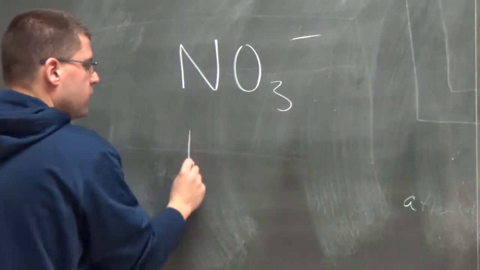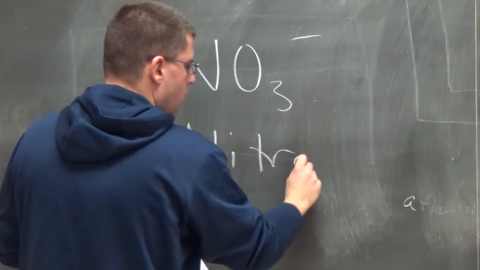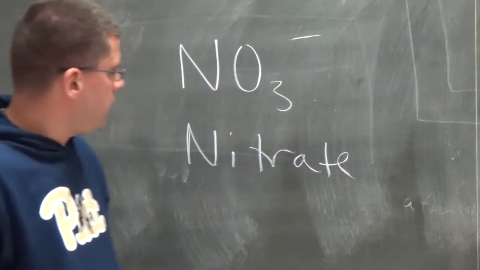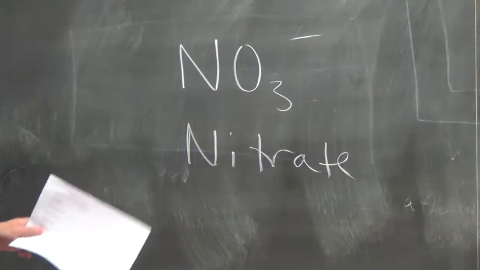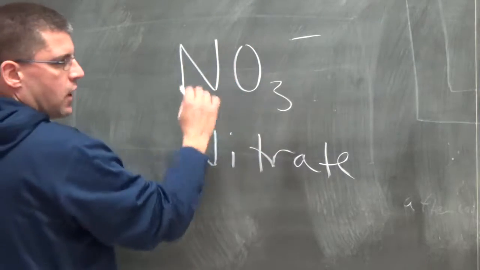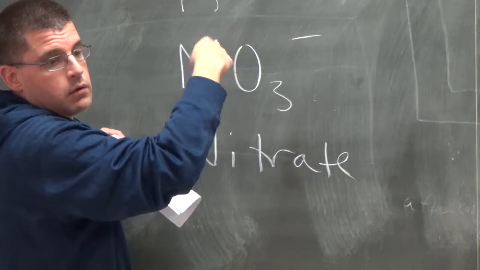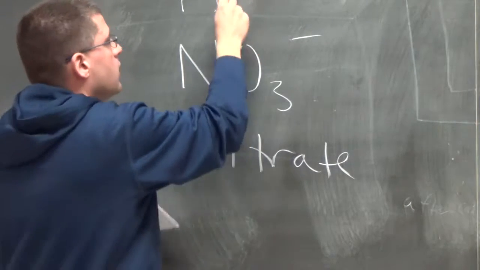NO3 negative, and that is called nitrate. Oh, I love that sound. Yes, love that sound of chalk. That's the way it should be. Okay, so again, this is a polyatomic ion. I'll keep the prefix up here, poly, and we haven't forgotten about root words in Latin. We will get to that. Atomic.